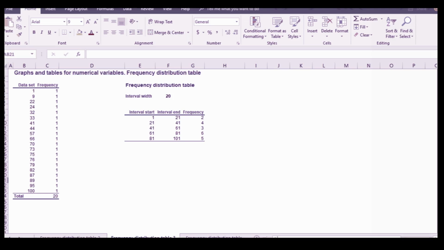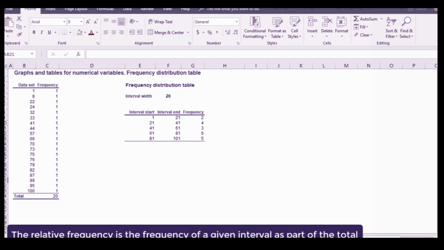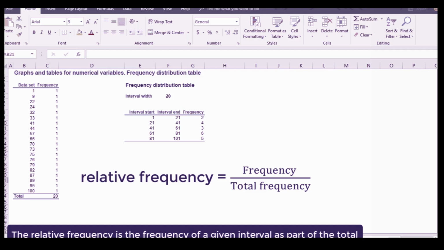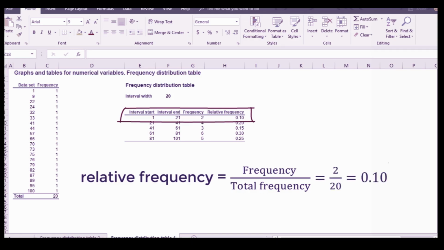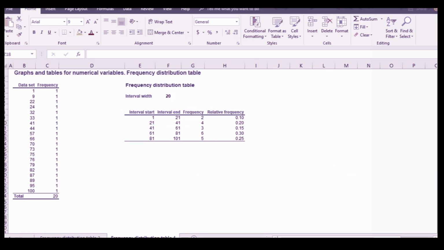For many analyses, it is useful to calculate the relative frequency of the data points in each interval. As we said in a previous video, the relative frequency is the frequency of a given interval as part of the total. Let's add another column to our table and name it relative frequency. So, the interval from 1 to 21 has an absolute frequency of 2, but a relative frequency of 2 divided by the 20 numbers, which gives us 10%, and so on until we fill the table. Alright, this is how we calculate relative frequencies. Now that we have summarized the raw data, we can start plotting it.